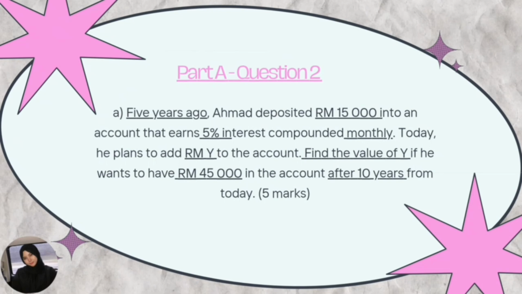5 years ago, Ahmad deposited RM15,000 into an account that earned 5% interest compounded monthly. Today, he plans to add RM Y to the account. Find the value of Y if he wants to have RM45,000 in the account after 10 years from today.